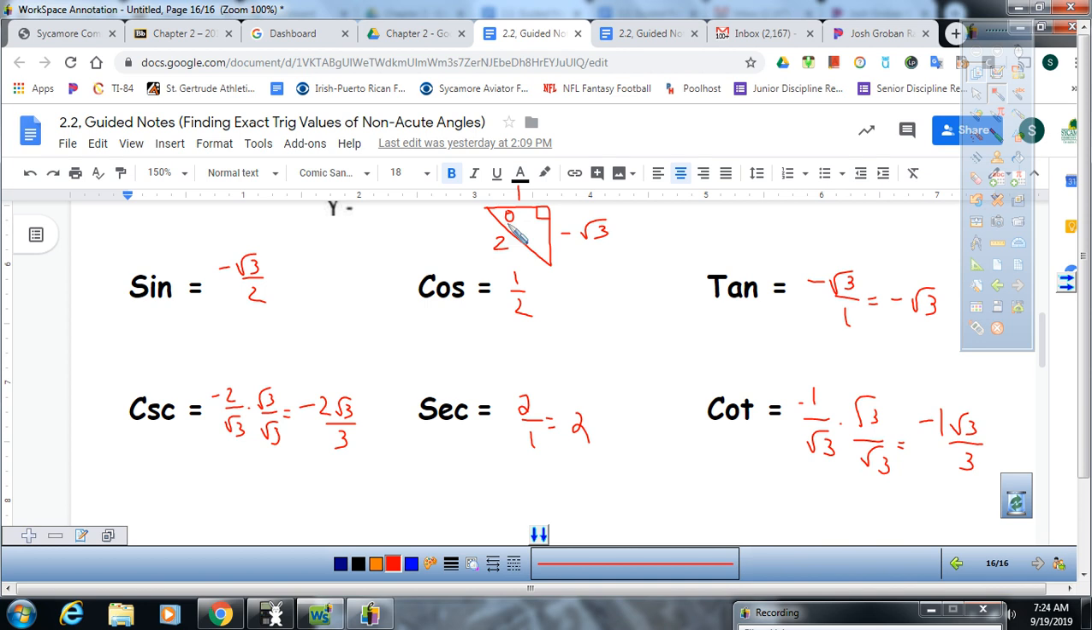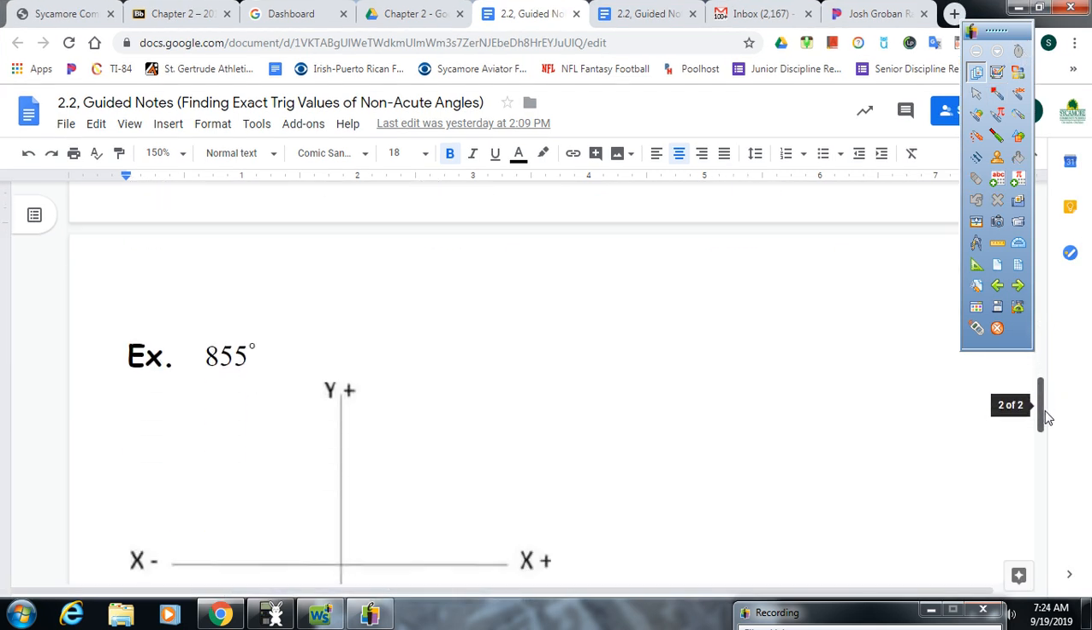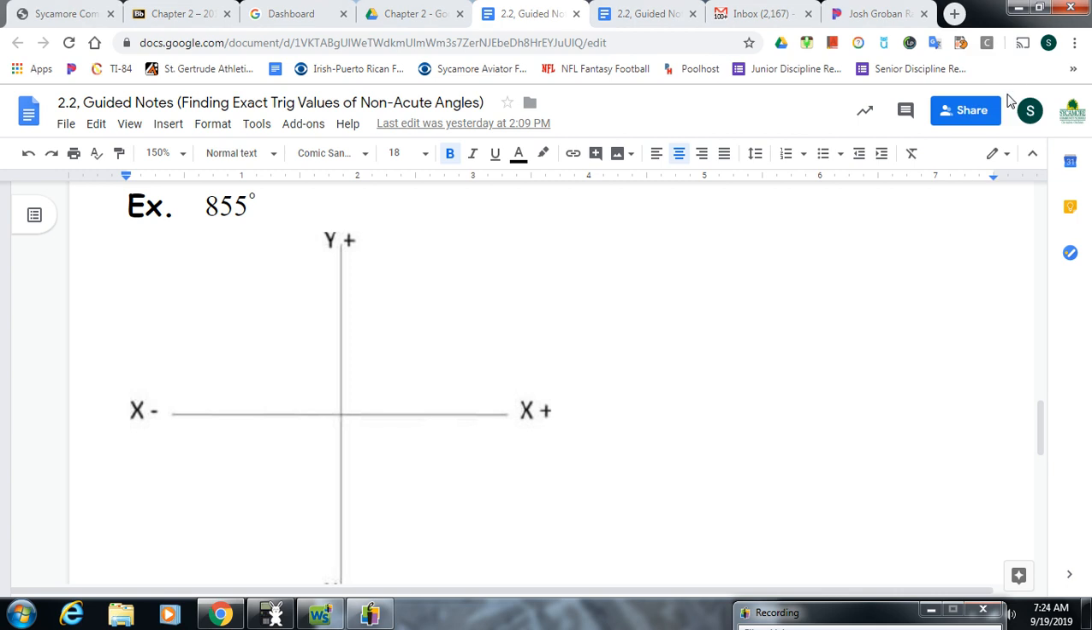So that's all this is going to be. Draw the angle in standard position, make your special right triangle to the x-axis, and then figure out what the trig ratio is. All right, so let's do one like this.